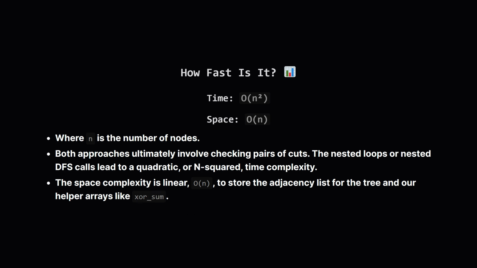So how do these two approaches stack up? In terms of performance, they are actually the same. Both have a time complexity of big O of n squared. This happens because they both, in their own way, have to consider every pair of possible cuts. The space required is big O of n, mostly to store the tree and the arrays for our pre-computed data. For the typical constraints on a problem like this, an n-squared solution is perfectly acceptable.